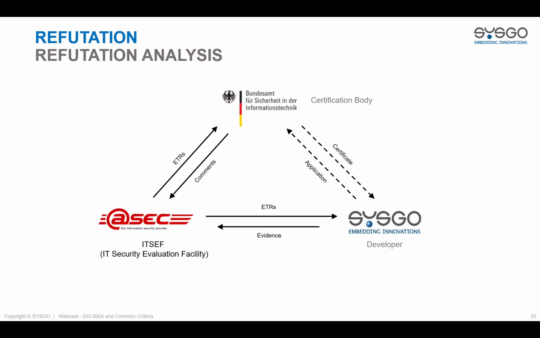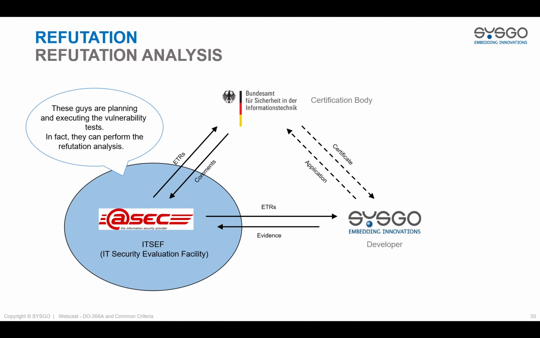If you look back at those roles, it is these guys here who are planning and executing the vulnerability tests. The planning of the vulnerability test can be interpreted as the analysis of what needs to be done. So when they are planning those tests, you can get a document from them which describes why they do this test, and this can be treated as the refutation analysis. This is a recommendation from SYSGO, of course.